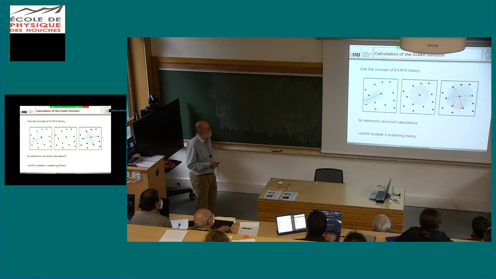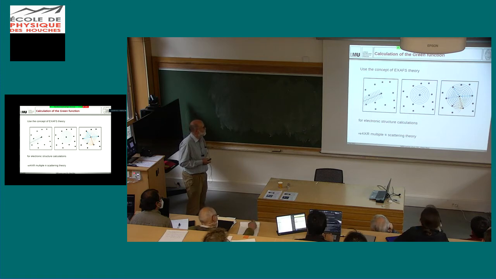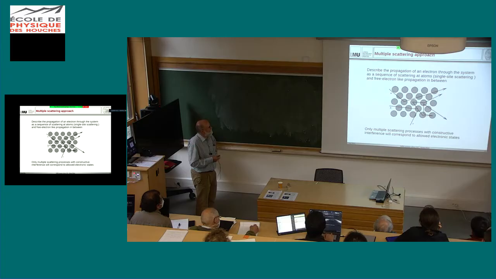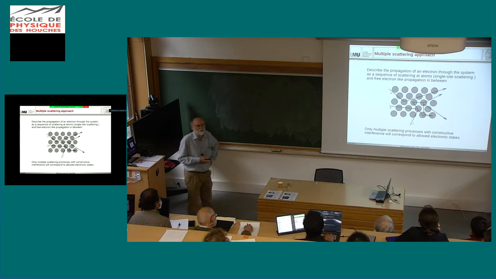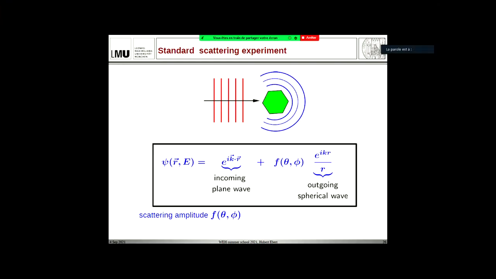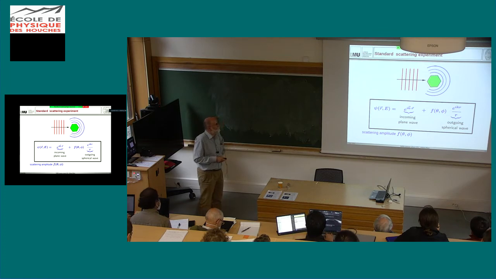And this is exactly what we want to calculate, because this is what happens all the time in a solid. There are electronic waves going around and interfering, and at the end there is something that we call the electronic structure. And this is the idea that we use, that multiple scattering picture, to calculate at the end the Green's function. That means we consider electrons running through the solid being scattered back and forth, and all that has to be brought together.